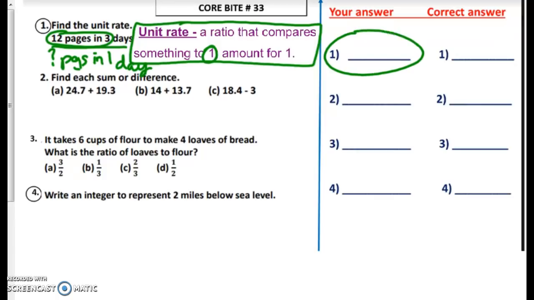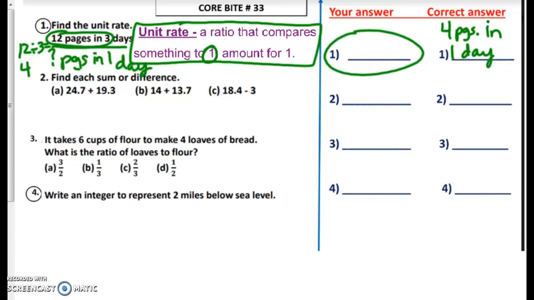The correct answer, the unit rate for 12 pages in 3 days, is 4 pages in 1 day. That is the unit rate. If a unit rate is telling the number of pages in 1 day, then you should have divided, but 12 divided by 3 is 4. The correct answer is 4 pages in 1 day.